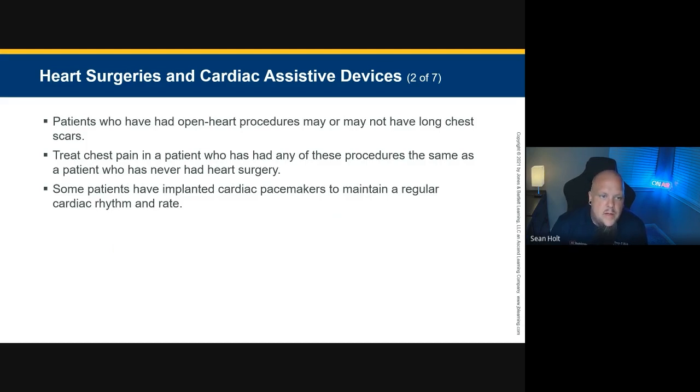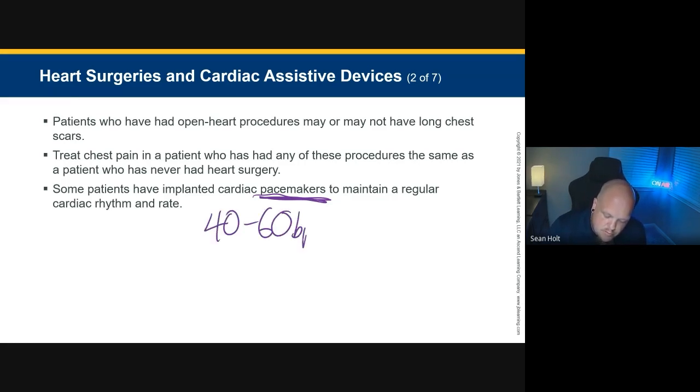So, all right. Some patients have implanted cardiac pacemakers to maintain a regular cardiac rhythm and rate. These pacemakers are implanted generally when that SA node, AV node, or Purkinje fibers, or all of them have given up and are not working appropriately. Sometimes it's even just the SA node failing, right? If we just relied on our AV node, remember that's a rate of 40 to 60 beats per minute, which may not be sufficient for blood flow and perfusion, okay?